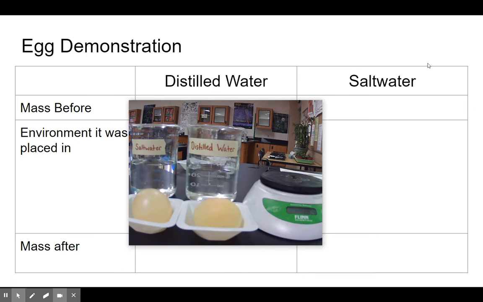Okay, now we're ready to start our demonstration. So what we're using as our model in this demonstration is an egg. You can see in the camera here, we have 2 eggs. These are actually raw eggs where the shell has been removed. You can take the shell off of an egg just by soaking it in vinegar for a few days. Since vinegar is acidic, it will dissolve the eggshell right off.